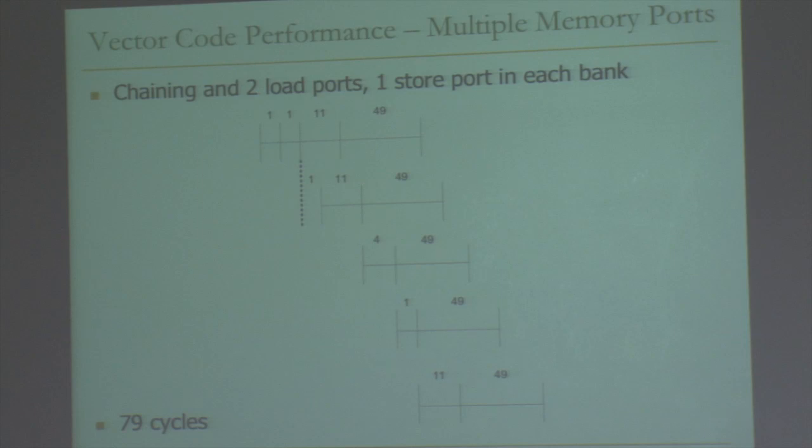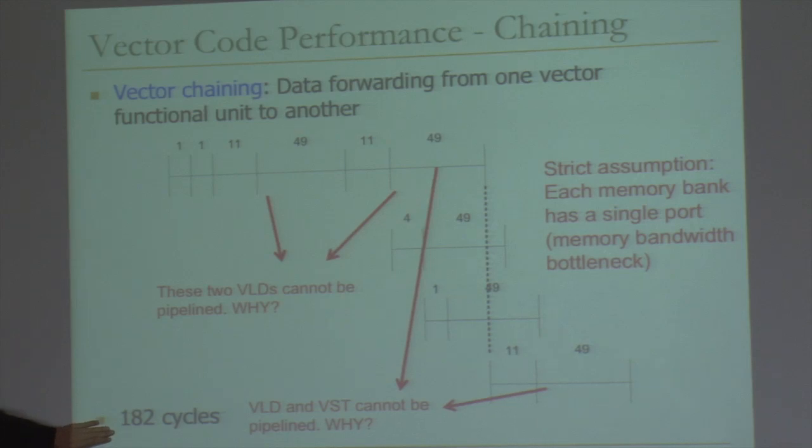OK? Now, the downside is you have an expensive memory system, right? You need to have 2 ports into each bank. And in the same way, you can perform the store while you're doing this load. Although in this case, you may not need to do that because these are already overlapped. Oh, you do actually. There's some overlap. OK? So this takes you down to 79 cycles, which is nice, right?